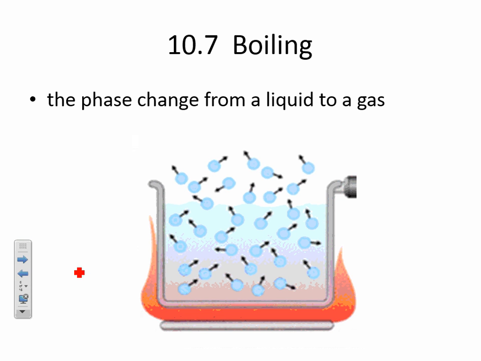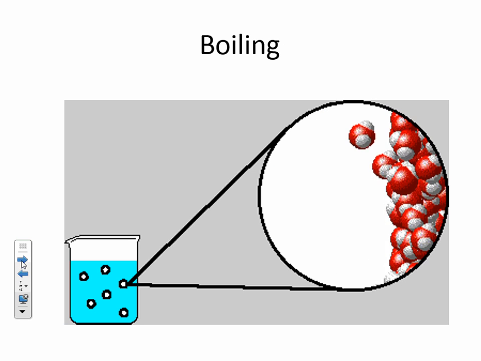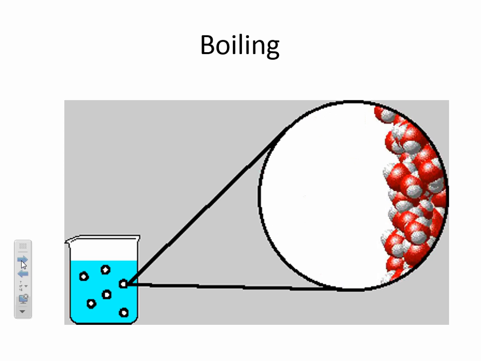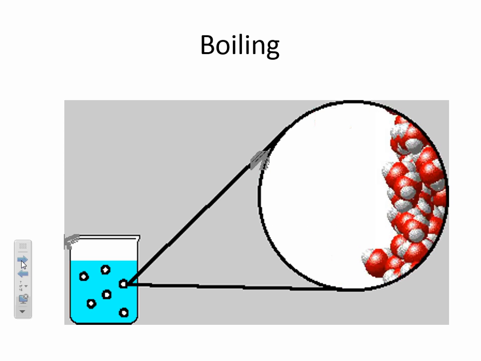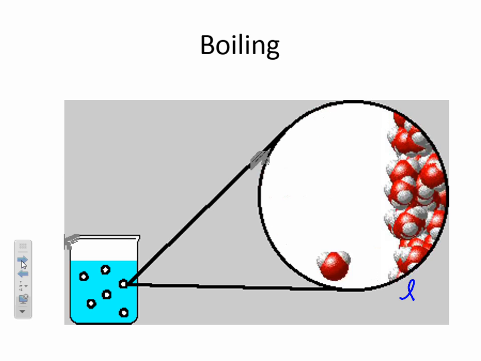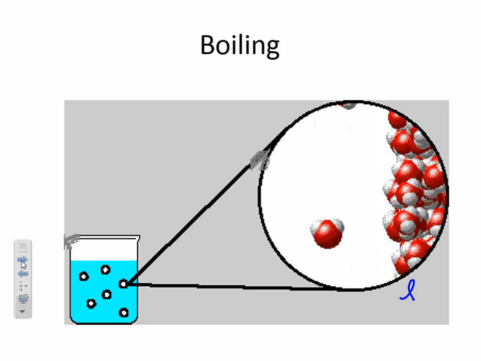So boiling. Remember, boiling is changing from a liquid to a gas, and it happens throughout the container. Remember, evaporation just happened at the surface. In boiling, if you looked inside one of those bubbles, here's your liquid water over here, and then the molecules escape their bonds and go off into the atmosphere.